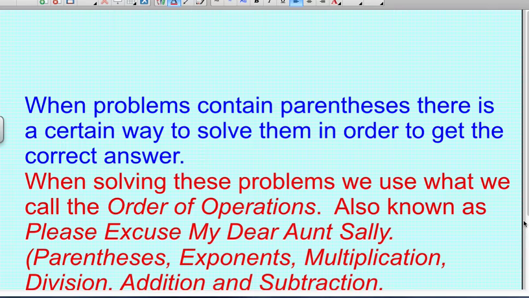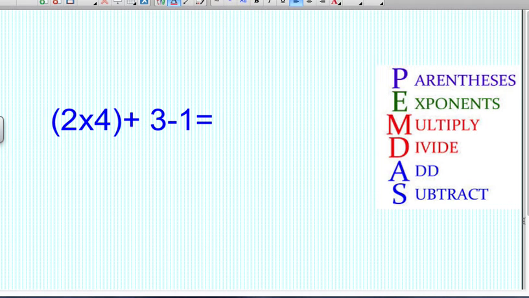When solving these problems, we use what is called the order of operations, also known as "Please excuse my dear Aunt Sally," which means parentheses, exponents, multiplication, division, addition, and subtraction, and you would solve it in that order. So let's try a couple out together.